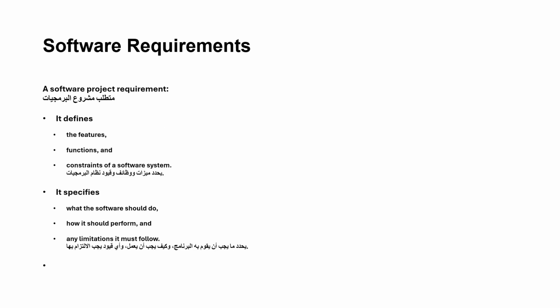Let's start with defining the software requirements. Software requirements usually define the features, the functions, and the constraints of a software system. They specify what the software should do, how it should perform, and any limitations it must follow.